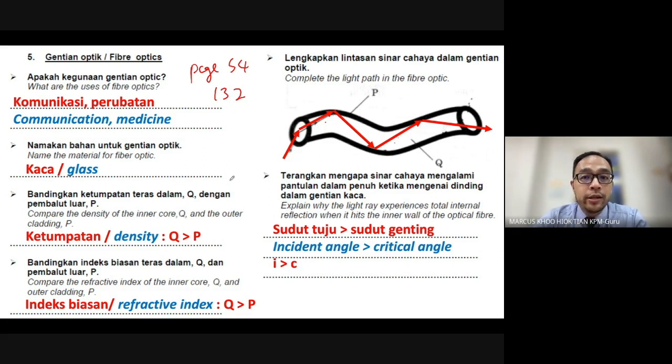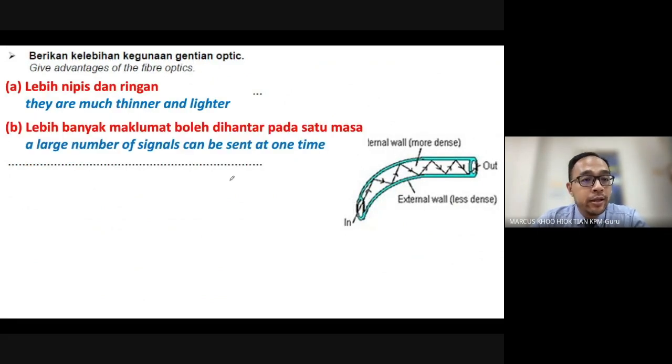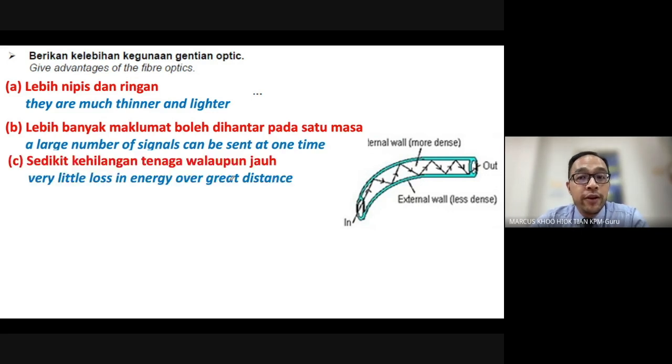That's why total internal reflection happens. So the advantages of fiber optics: number one, thinner and lighter. Number two, you can send more signals at one time. And number three, very little loss of energy because everything is totally internally reflected. All this is in the black book in the 2 pages that I mentioned just now.